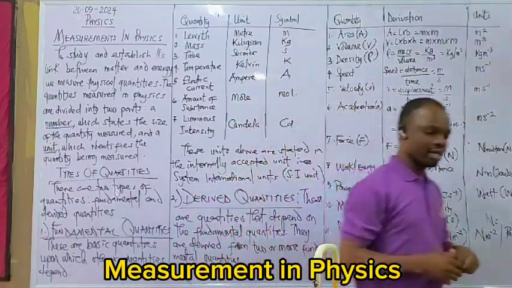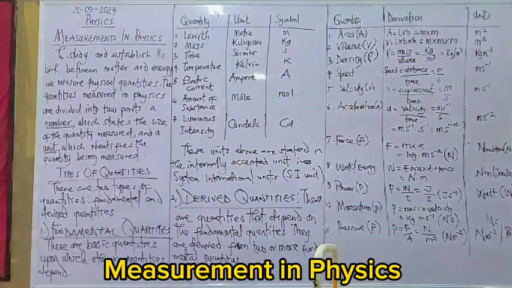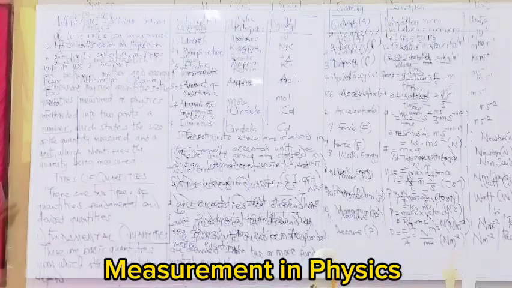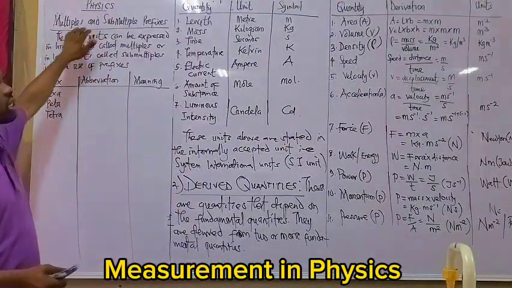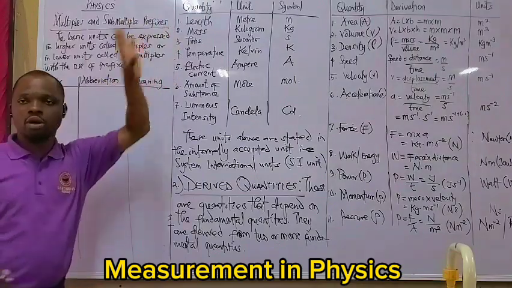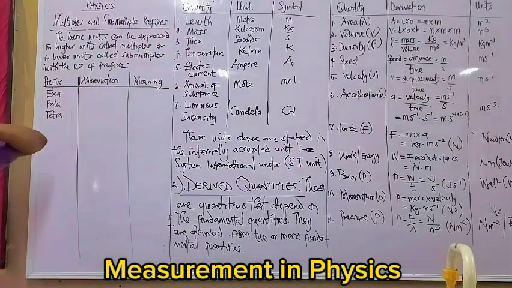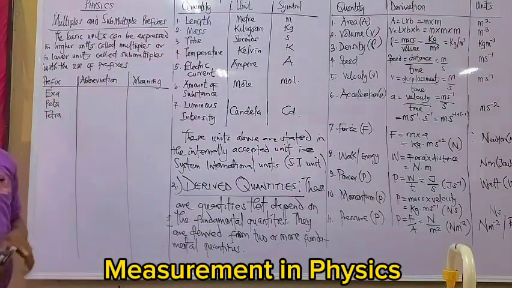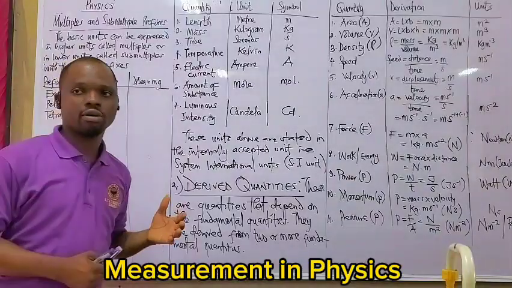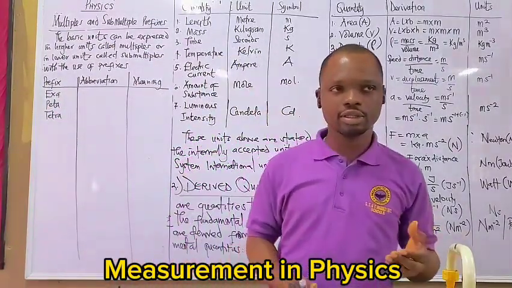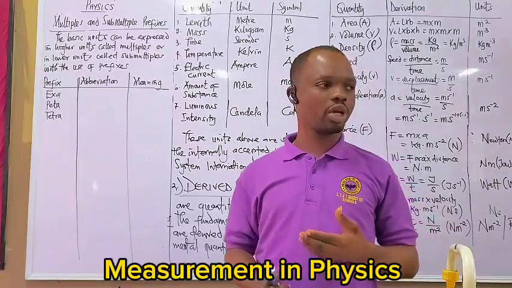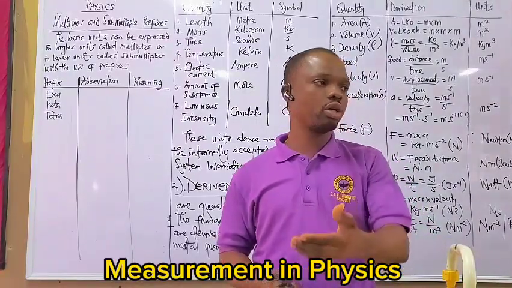Okay, you can write. So we have the multiples and submultiples of prefixes. You know, in English language, you know what prefixes are? What are prefixes? They are words that are added to the beginning of a main word, right?